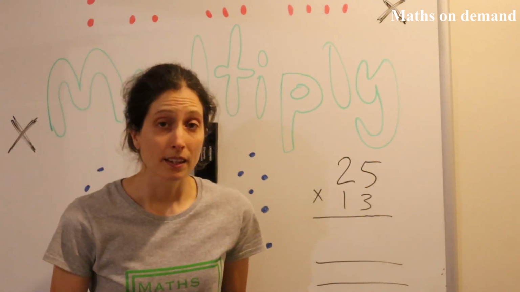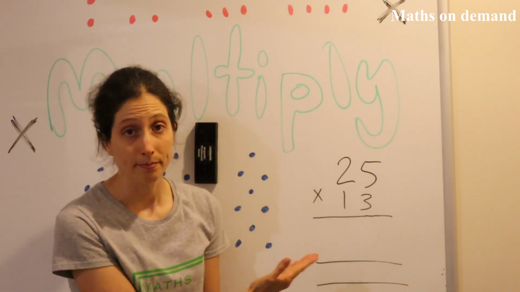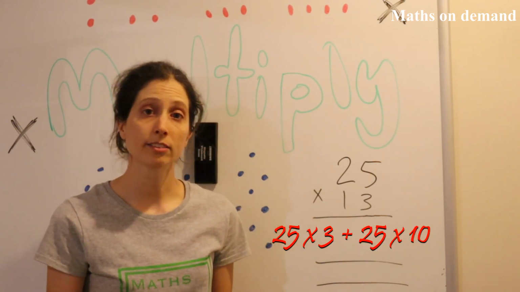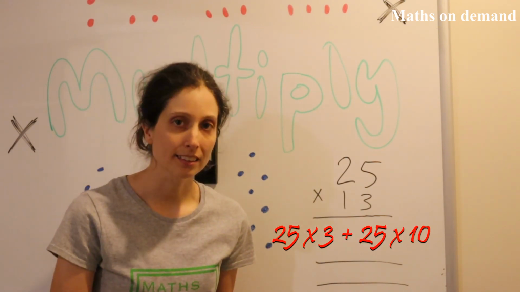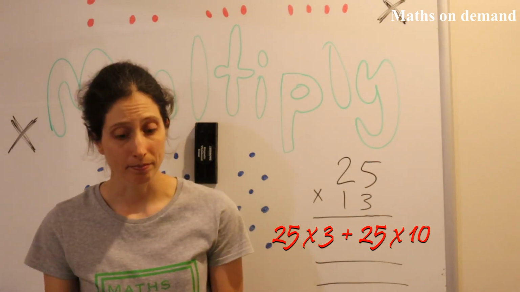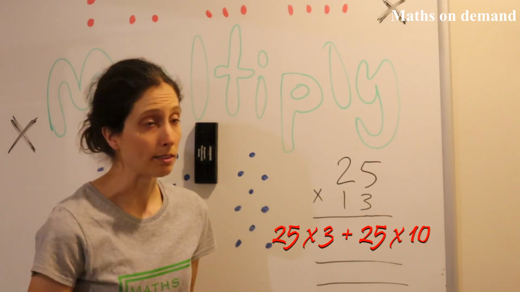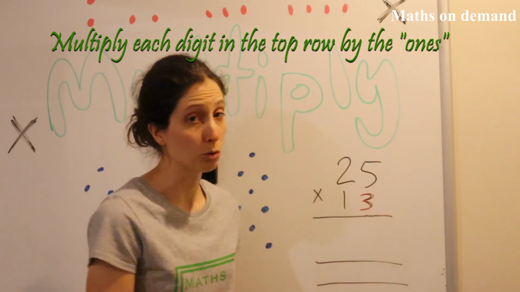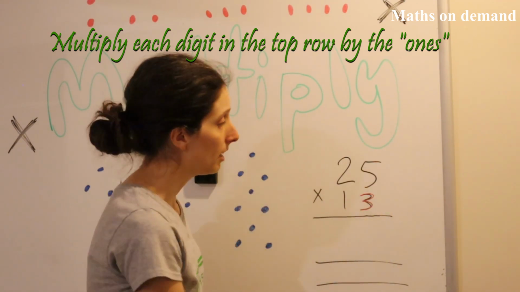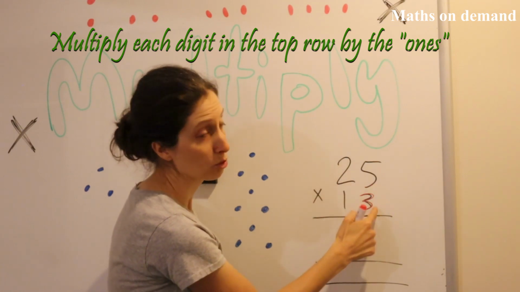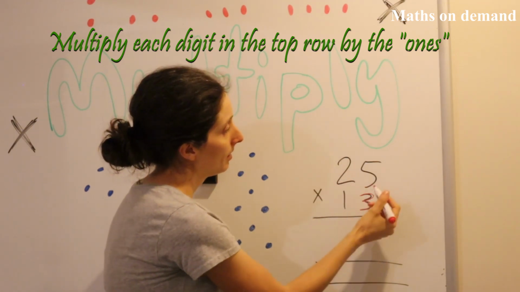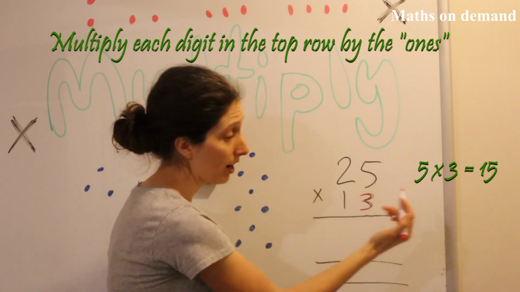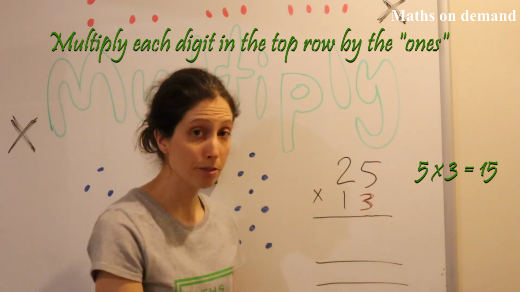You should know now that 25 times 13 is the same as doing 25 times 3 plus 25 times 10. So, let's do it. 25 times 3, let's change this 3 to a red colour to help us remember we are doing 25 times 3 to start with. 5 times 3, we start on the right.